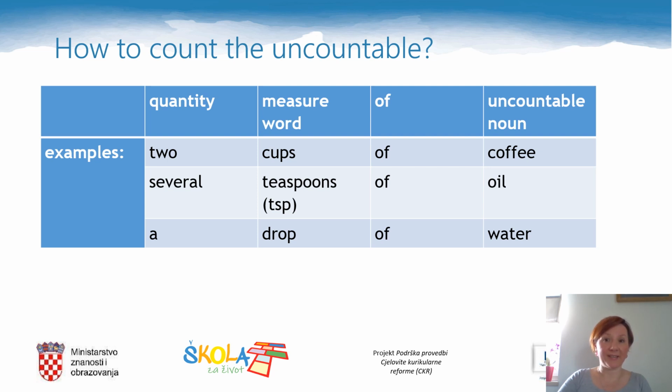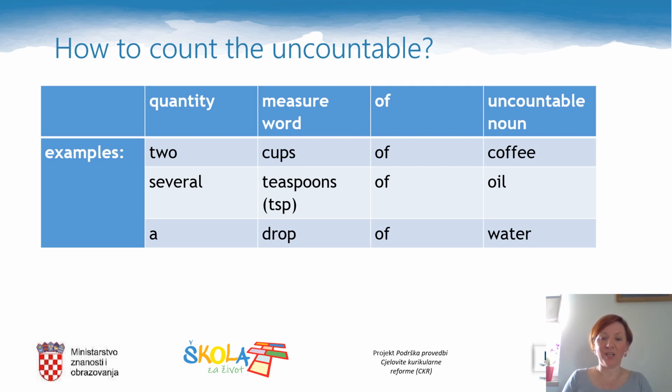As I mentioned earlier in the lesson, there is a way to count the uncountable words, but we have to know how. What we have to do, we have to sort of put them in a container. We have to use a measure word in front of them, and then we can count them. Here are the examples. You use a quantity like two or several or a. And then you use a measure word like cups or teaspoons. You see the abbreviation for teaspoons, TSP, or a drop of something. Then you need of and the uncountable noun.